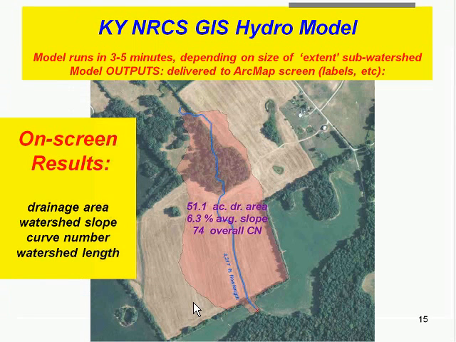Now, this slide shows the ease of getting the results. The field staff did not have to do anything. They didn't have to draw anything or make these labels on the map. In ArcMap, they get the answers that they need directly on the screen. So if you're familiar with designing a conservation practice, you understand that the design requires these 4 pieces of information to estimate your peak discharge. You've got to have the drainage area, the slope, the curve number, and the watershed length. It's all displayed in 3 to 5 minutes on the screen, and more importantly, it's extremely accurate.